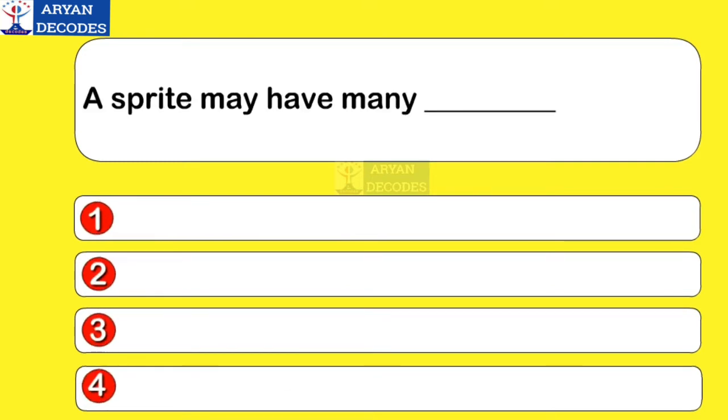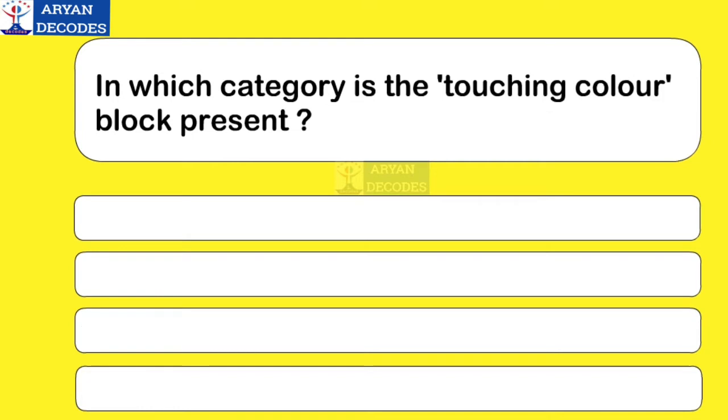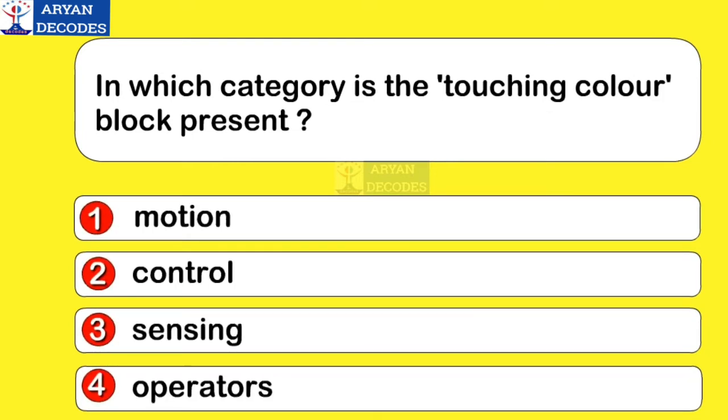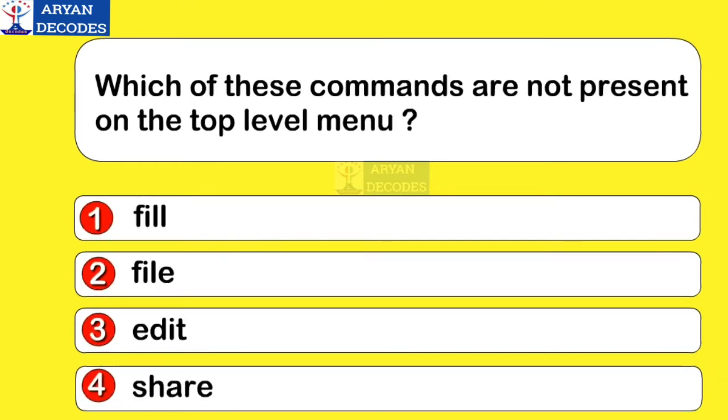A sprite may have many dash. And the right answer is costumes. Next, in which category is the touching color block present? And the correct option is sensing. Now move on to the next question. Which of these commands are not present on the top level menu? And the right answer is fill. Now move on to the next question.